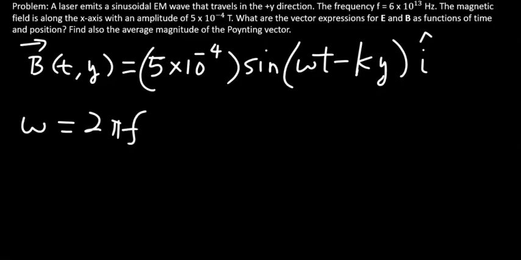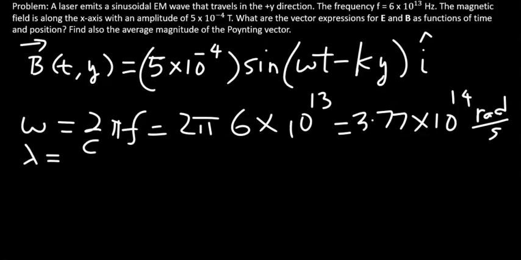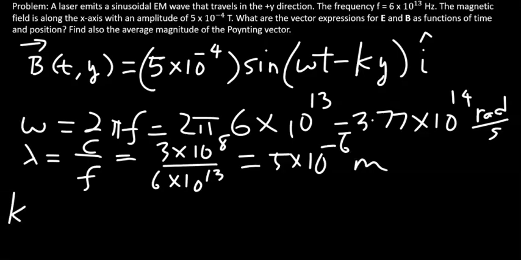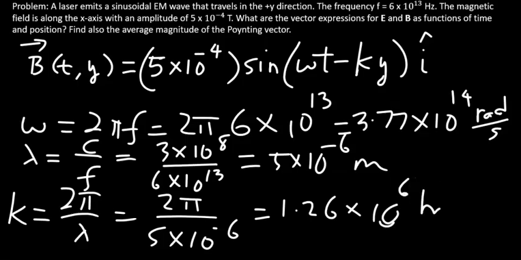Now let's determine omega. Omega is 2 pi f. So f is given as 6 times 10 to the power 13 hertz, and that's going to give you 3.77 times 10 to the power 14 radians per second for omega. Now let's determine the wavelength. Wavelength is given by the speed of light in vacuum, let's assume that the wave propagates through vacuum, over frequency. Speed of light through vacuum is 3 times 10 to the power 8. Frequency is 6 times 10 to the power 13 hertz, and that's 5 times 10 to the power minus 6 meters for the wavelength. That means the wave number is 2 pi over lambda, so 2 pi over 5 times 10 to the power minus 6, and that will be 1.26 times 10 to the power 6 per meter.